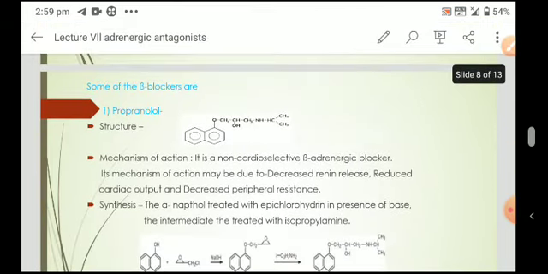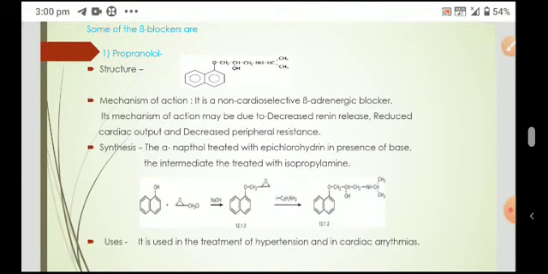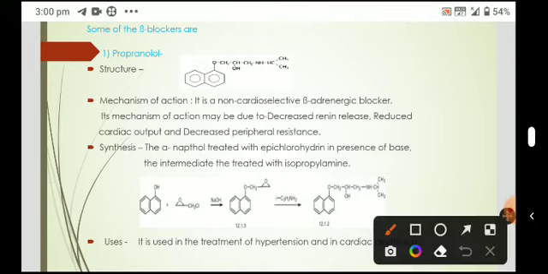Now, some of the beta blockers from this category. First is propranolol, structure as I have shown here. Its mechanism of action: it is a non-cardioselective beta adrenergic blocker, and its action is due to decreased renin release, reduced cardiac output, and decreased peripheral resistance.